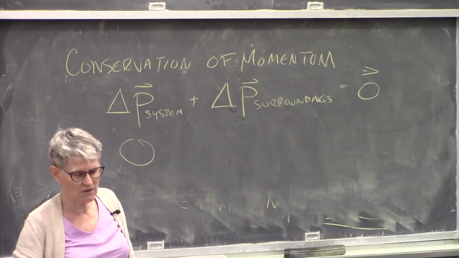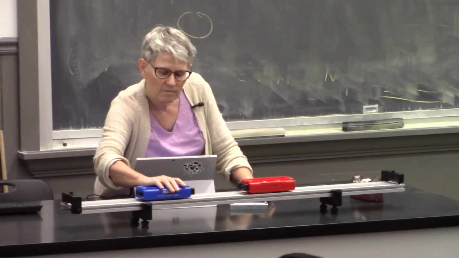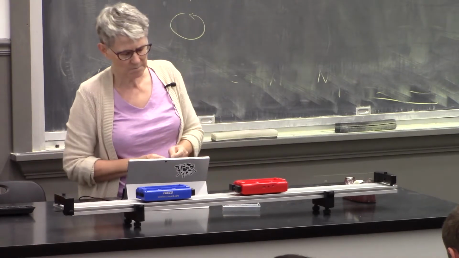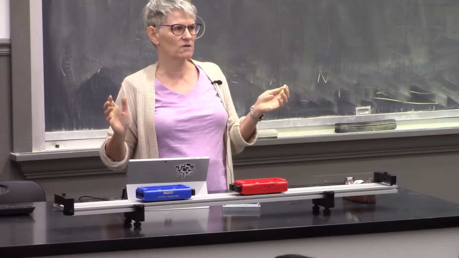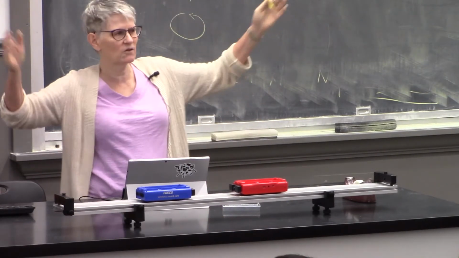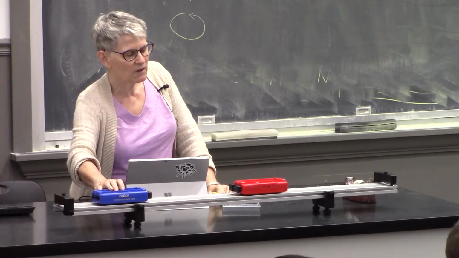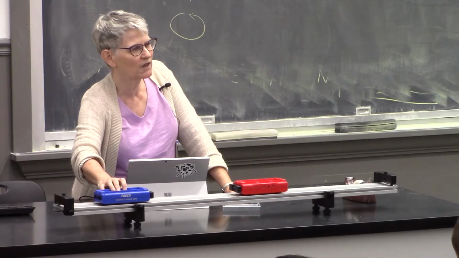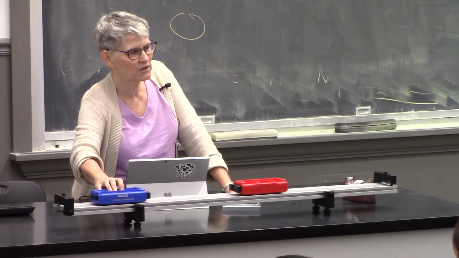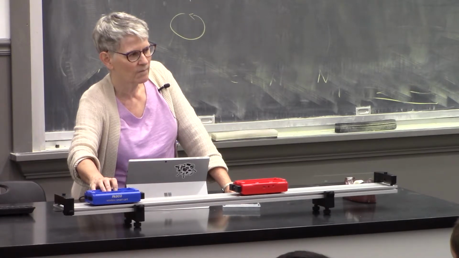So, a system of two of these little carts here. And we're going to take the system to be both carts. So the surroundings are the track, the earth, the air. And I'm going to argue that once I give this a push and then let go, so I'm part of the surroundings, but once I give it a push and let go, the momentum of this two-cart system isn't going to change. Okay, so let's see what happens.